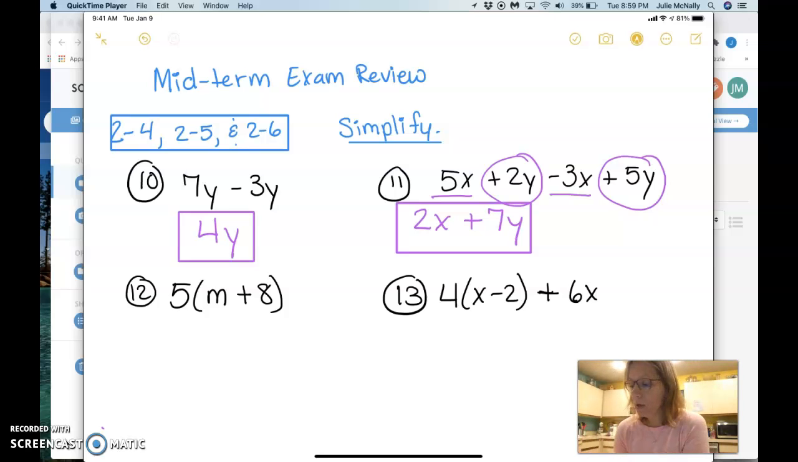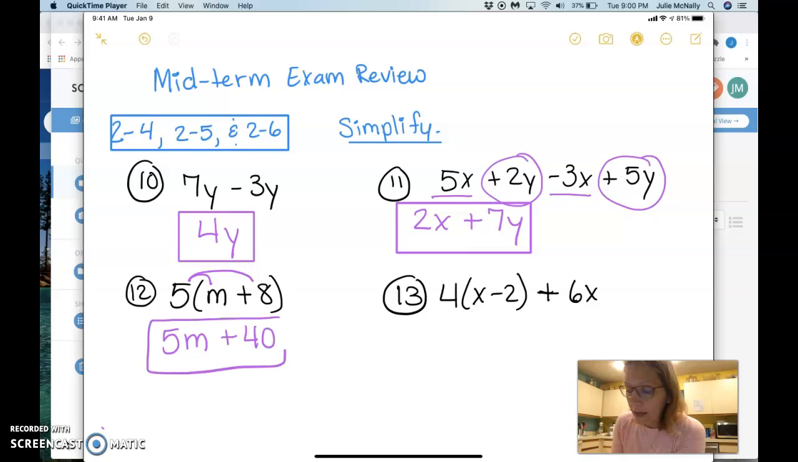I cannot combine them. Okay, number 12 is using the distributive property. So I'm going to distribute: 5 times m is going to be 5m, and 5 times 8 is going to be 40. Again, I cannot combine those two because one has a variable and one does not. So I'm just leaving it like this: 5m plus 40.